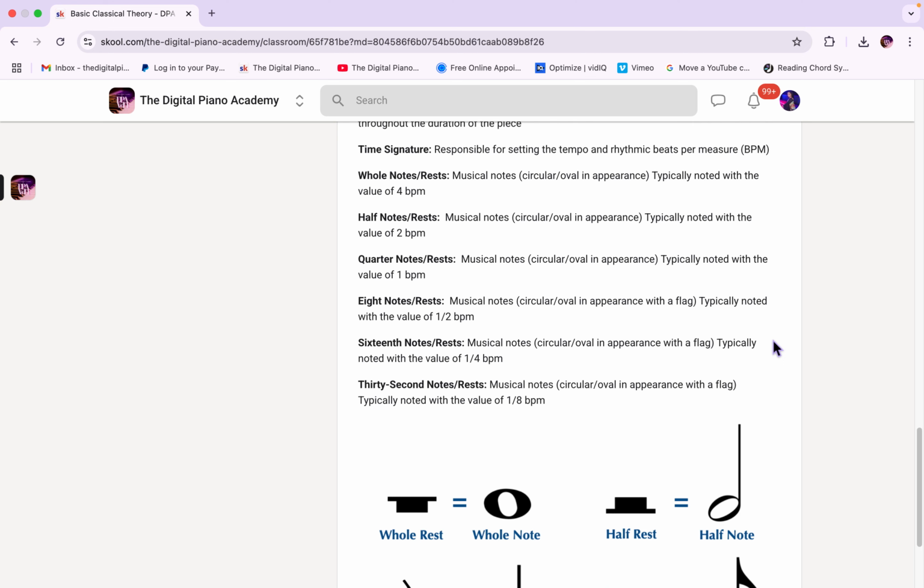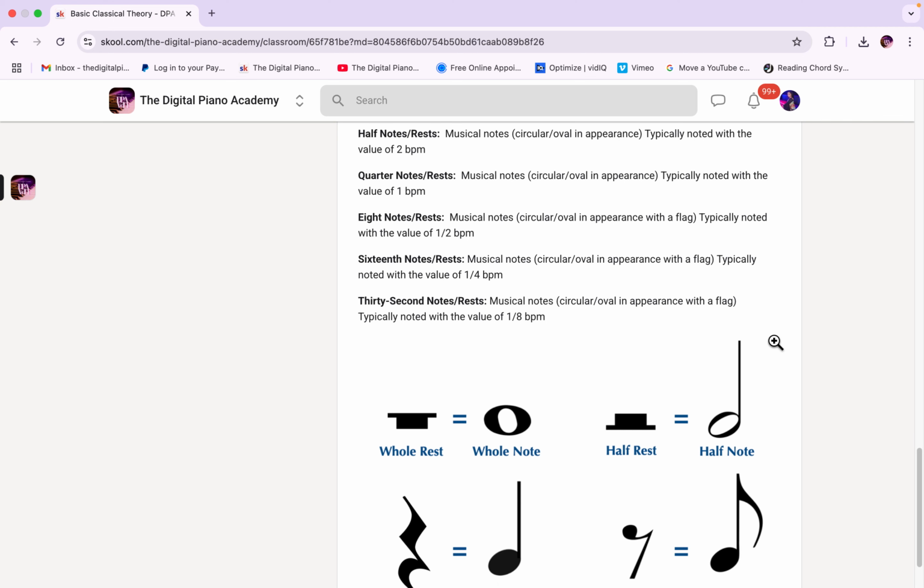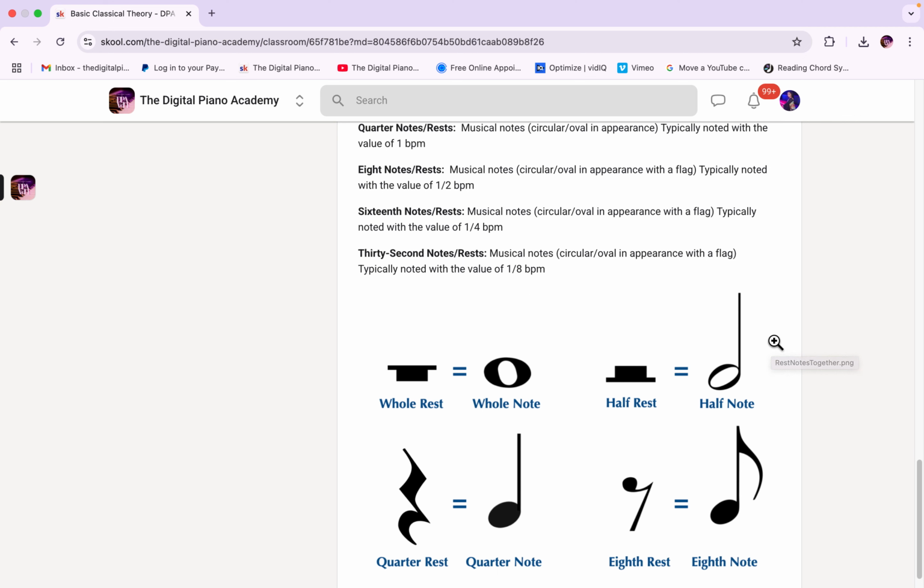Half notes and half rests are musical notes, also circular and oval in appearance, typically notated with the value of 2 beats per measure. We have quarter notes and quarter note rests. So these are musical notes, circular or oval in appearance, typically notated with the value of 1 beat per measure. Eighth note rests are musical notes with an appearance of a flag. They're typically notated with a value of half a beat per measure.